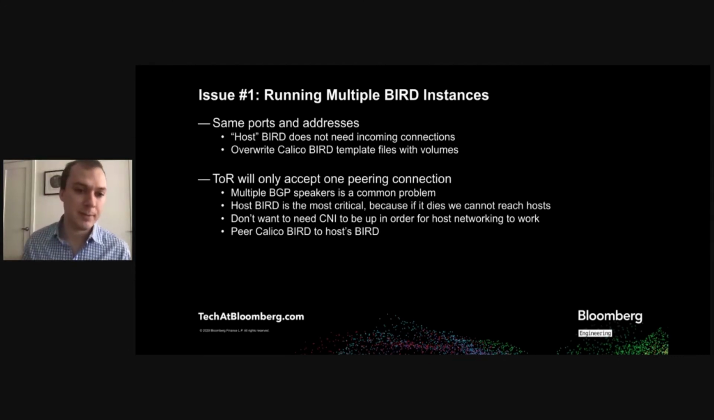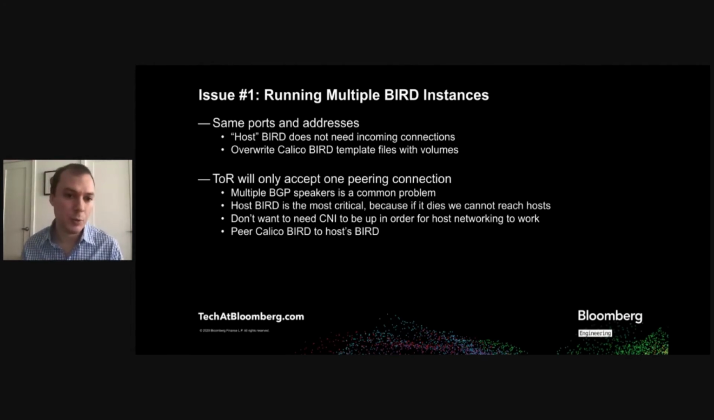For the same port and same address issue, we can handle this pretty neatly by overriding Calico config templates. In the Calico node container image, there are some templates that are used for configuring Bird and saying what the Bird config should be. You can overwrite them either with a config map or a local file. That lets you get custom behavior in Calico that you may need for your specific environment. And also, of course, you can change the config of the Bird instance that's running for the host and for the service IP.